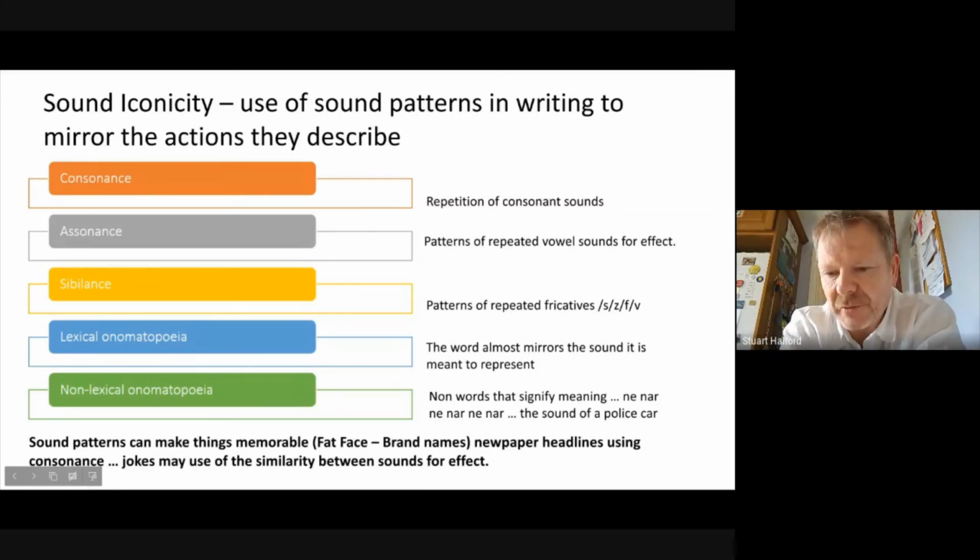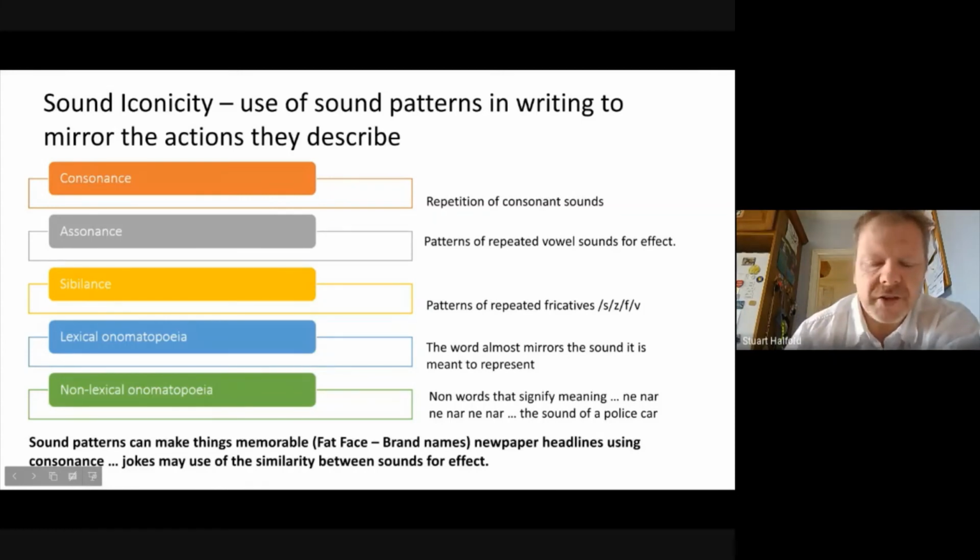Very often you'll see newspaper headlines using consonance, a string of words that all start with the same letter, because it makes it memorable or makes it stand out. Jokes might also make use of this sound iconicity, and we'll get into that again further down the line.